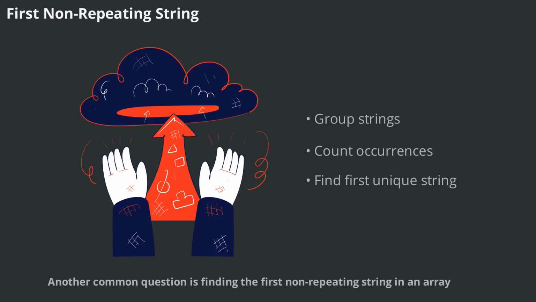Another common question is finding the first non-repeating string in an array. By grouping strings and counting their occurrences, you can filter for those that appear only once and pick the first. This technique is useful for both coding interviews and practical applications.